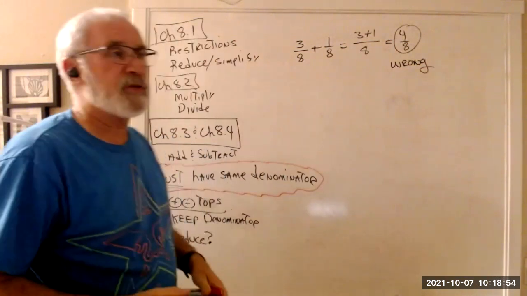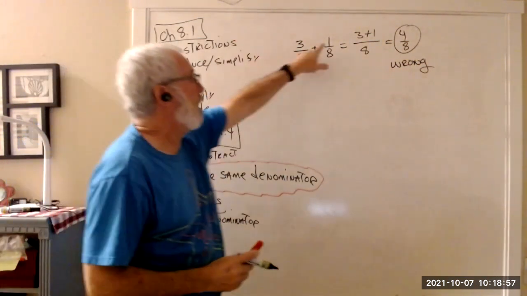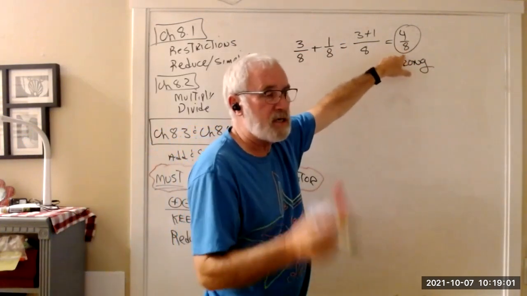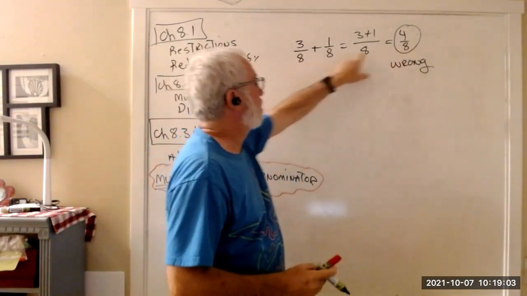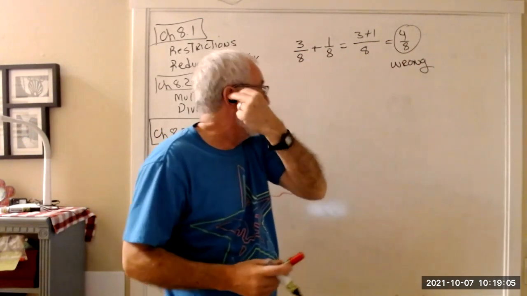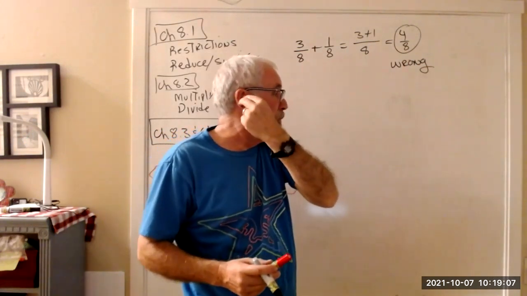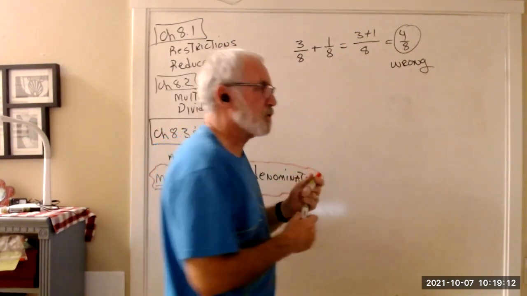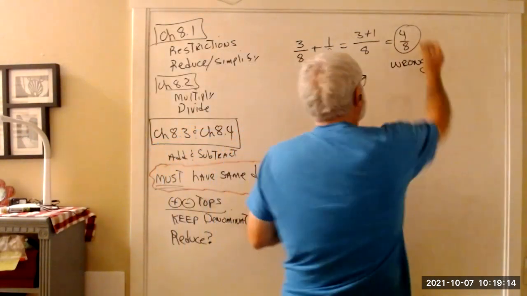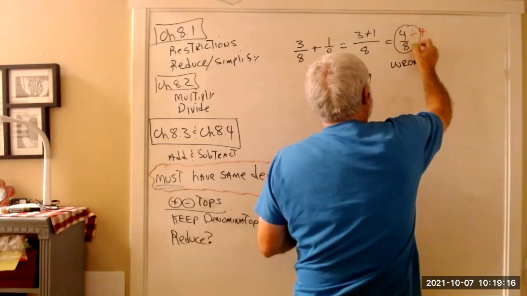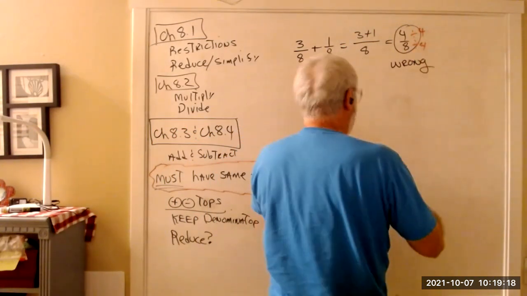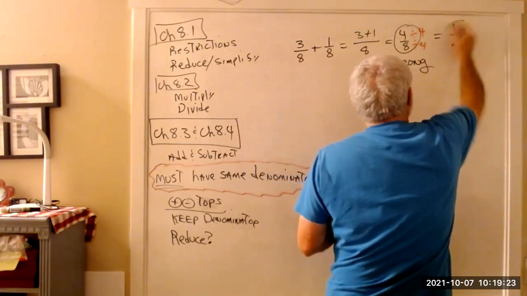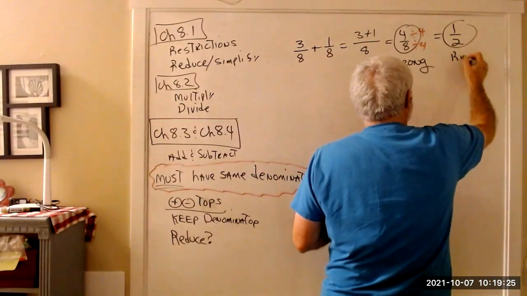Okay, you've done everything properly. You added the top numbers, 3 plus 1 was 4, and you keep the denominator, 8, just keep the 8. But the reason it's wrong is it reduces. Okay, it reduces, just plain old arithmetic reducing. You can divide top and bottom by 4. So this reduces to 1 over 2. That is the right answer.